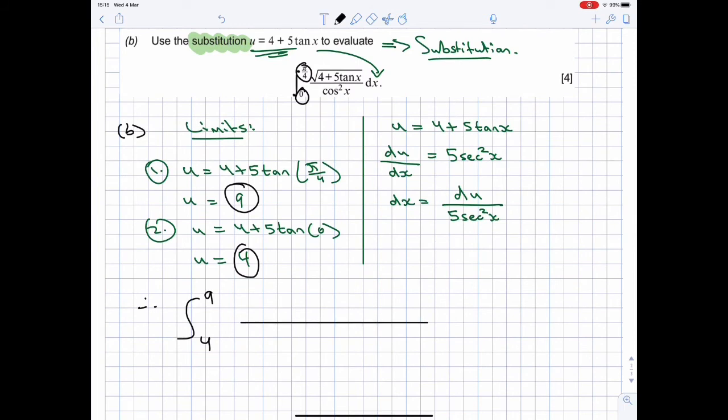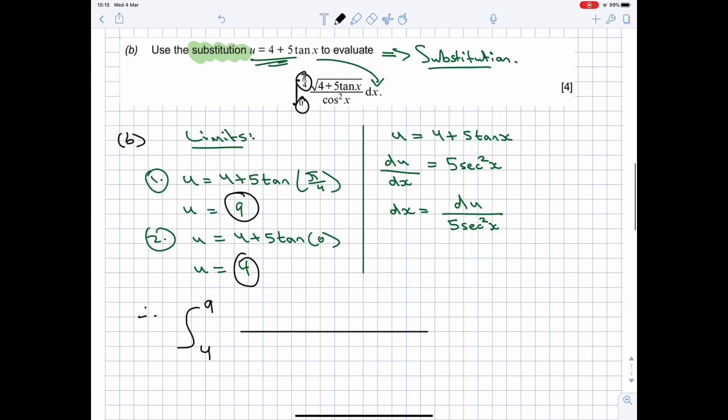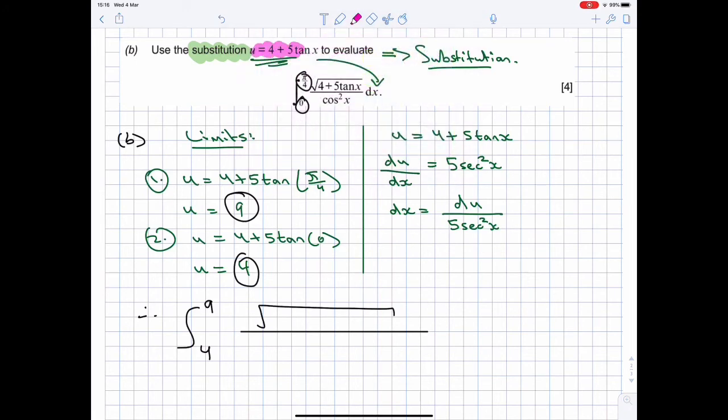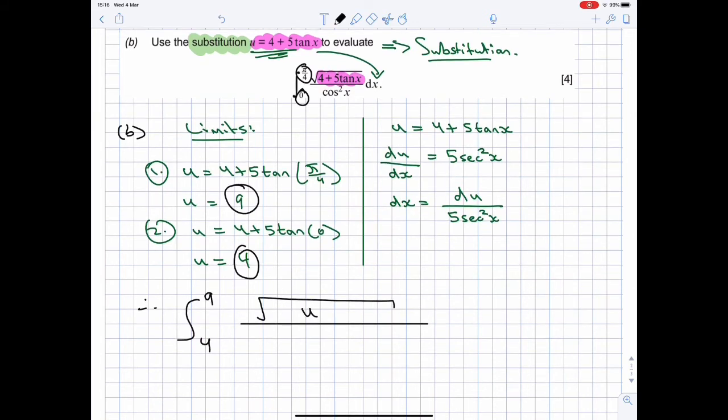And then the next part is to substitute u in, and that's fairly easy because we know, if I just switch colours here, that 4 plus 5 tan x is this here. So all we do is just put u in place. So we've got that there. And cos squared x, there's not much I can do with that right now, so I'm just going to leave it there. And this is important.